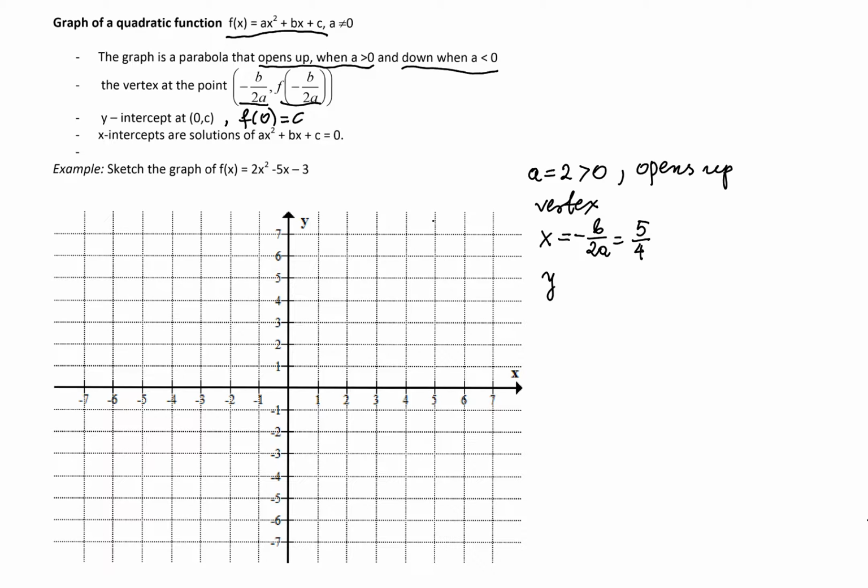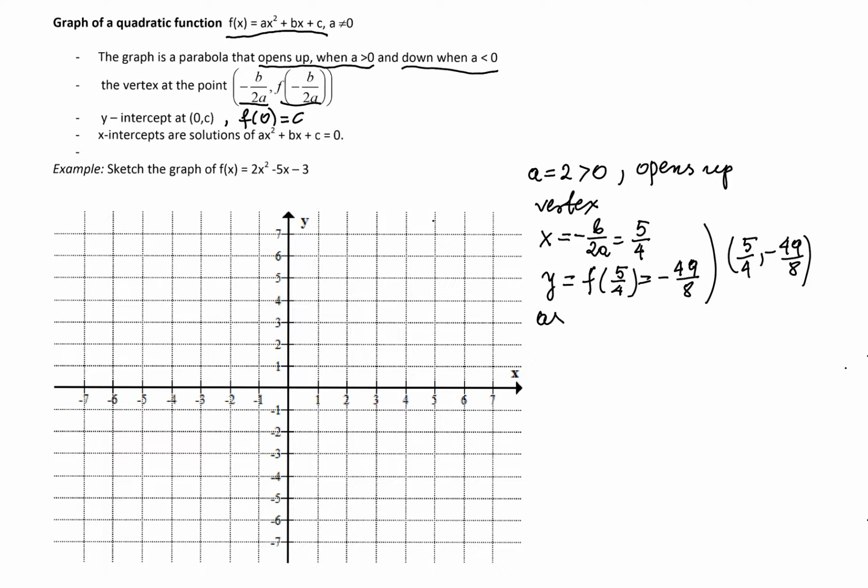The y-coordinate of the vertex is the value of the function at this point, so the value of the function at 5/4. And simple arithmetic will show that this value is negative 49 over 8. So that means that the vertex is at the point (5/4, negative 49 over 8).